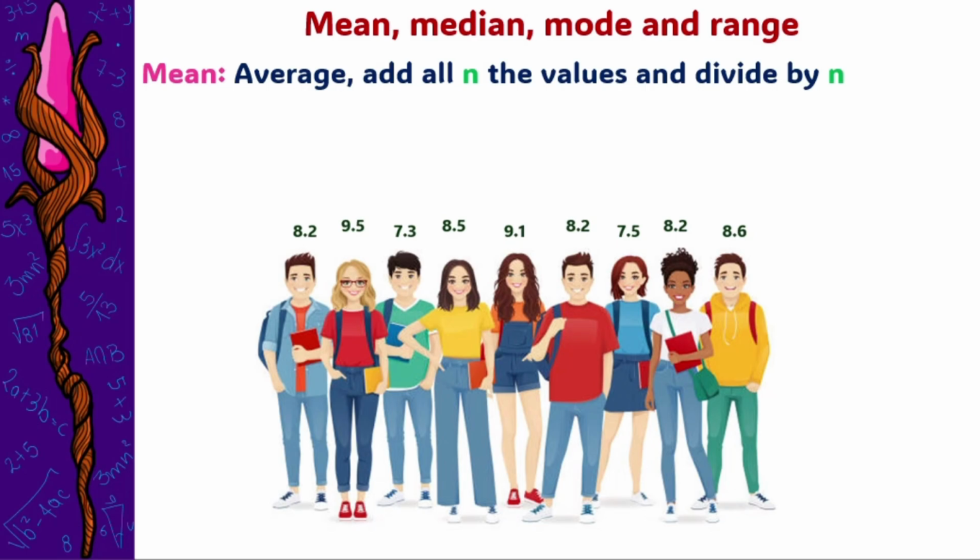So the first is the mean. That is what we usually hear as average. Usually when people talk about average, they are talking about the mean. But the real thing is that mean, median, and mode are all 3 average measures.